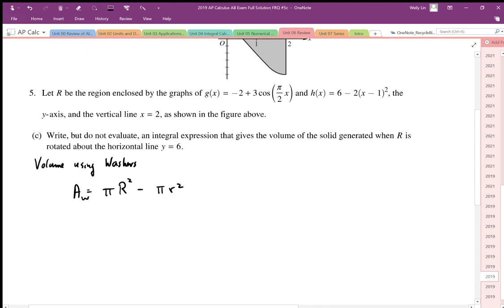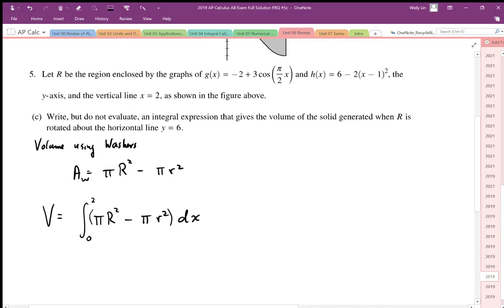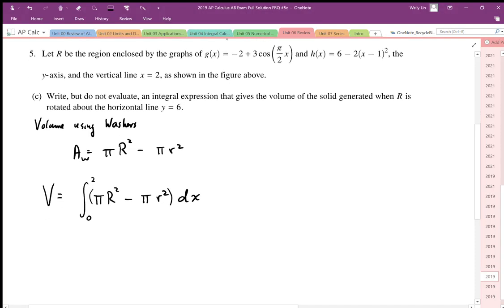So when we take the volume of this solid, we're going to rotate this region and we're going to integrate it from 0 to 2, and we're going to take the area of the washer and give it some thickness, dx. Again, area times thickness is going to give us volume. So we can simplify this a little bit.